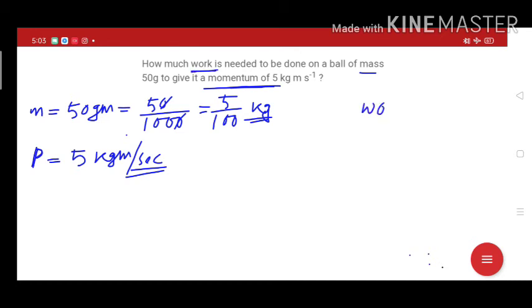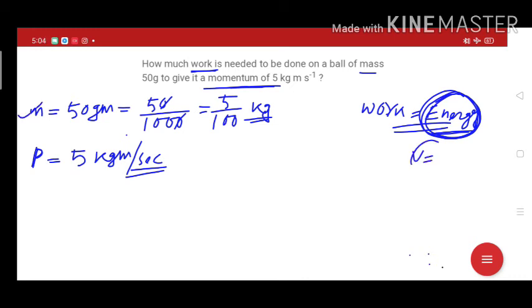So this thing is clear, as they are asking for the work done, we need to find out the energy, and obviously as the ball is moving, we need to find out the kinetic energy, that is for sure. So to calculate the kinetic energy, we need two things. One is mass and another one is v. So v is not given here, but they gave us the momentum.